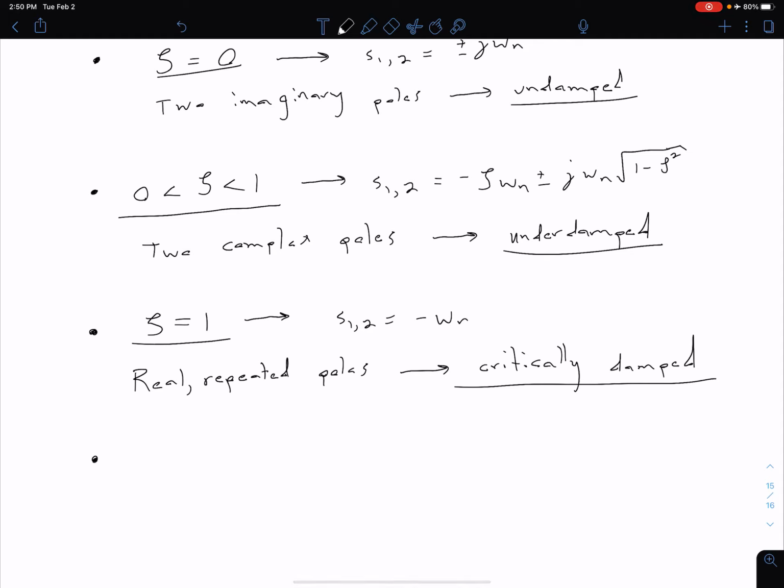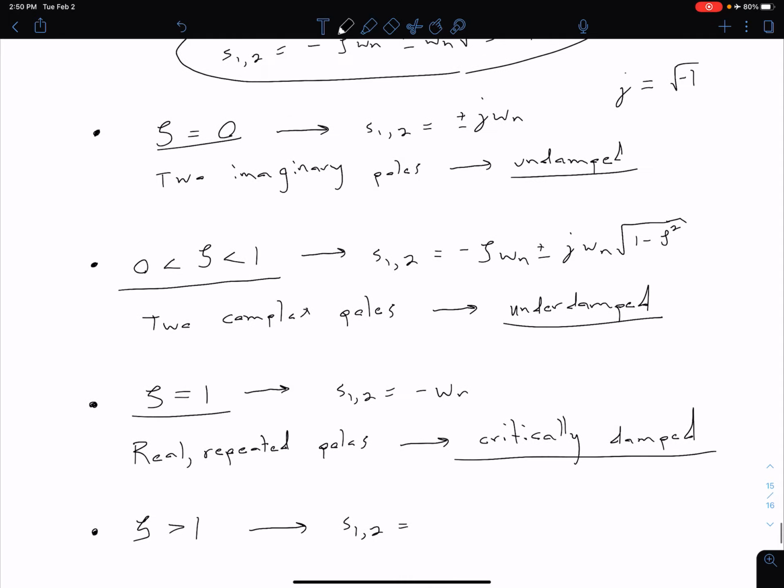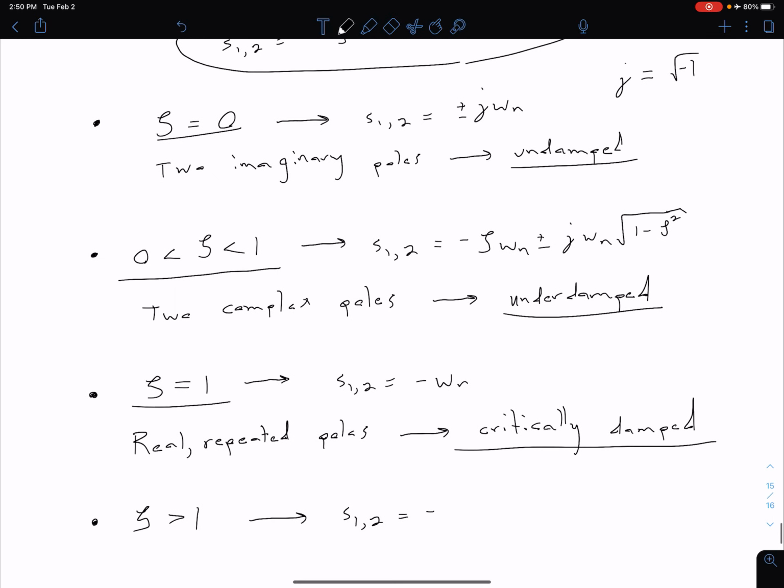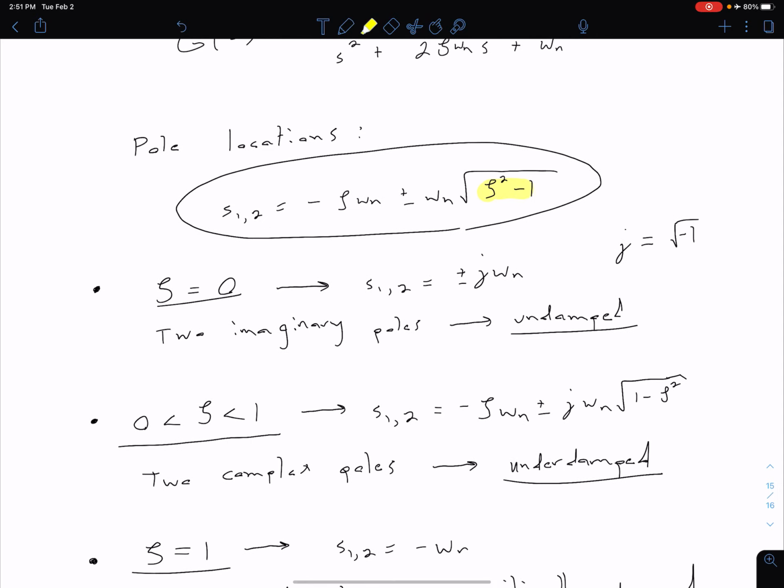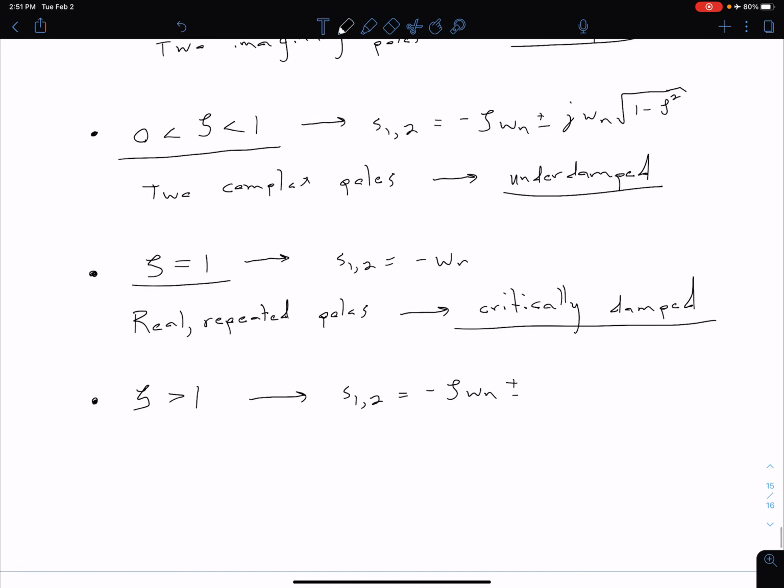Then finally, we can let our zeta be greater than 1 and see what that does to our two poles, s1 and s2. Again, we're going to have a non-zero term out front, so we have negative zeta times omega_n plus or minus. Now, looking in this determinant, because zeta squared is greater than 1, that's a positive value. So we just keep what we have written there, omega_n times the square root of zeta squared minus 1. These are going to be two real poles, and as we saw before, two real poles correspond to an overdamped system.